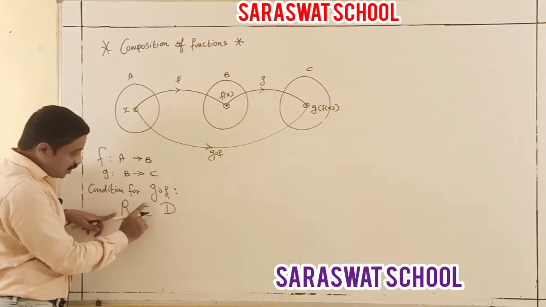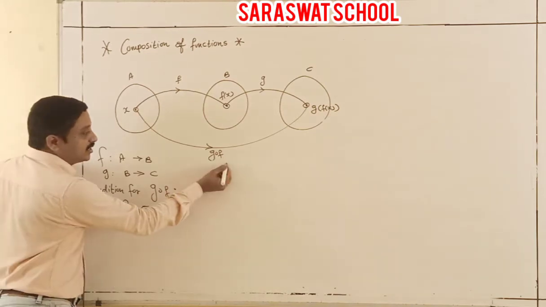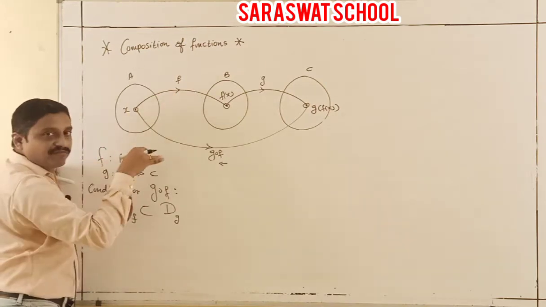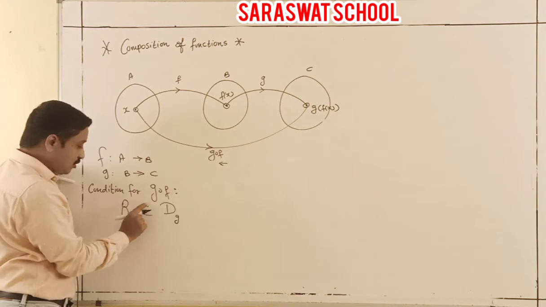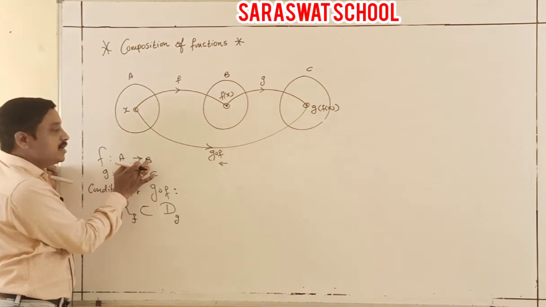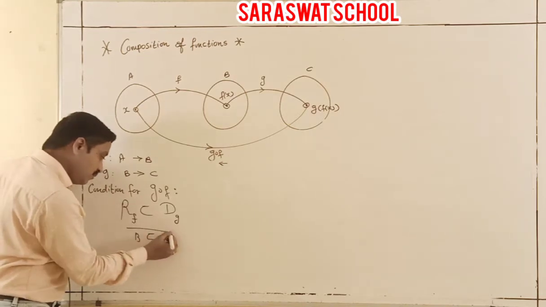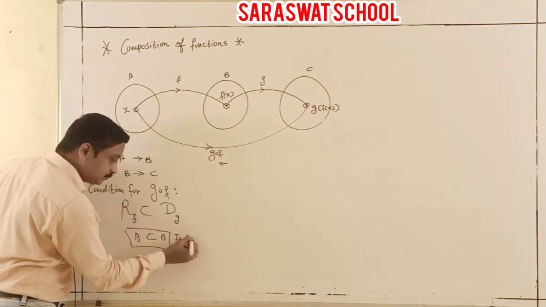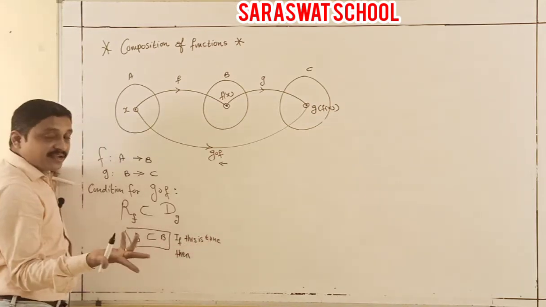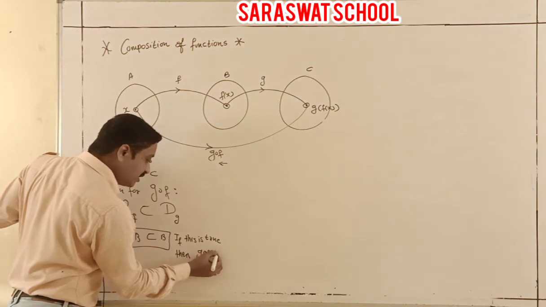For g o f we prepare: range of f is a subset of domain of g, because the actual reading is f composing g. First we operate f, after that we operate g. So here range of f is a subset of domain of g. What is range of f? Range of f is B. What is domain of g? B. If this is true, then B is any set, but B is a subset of itself. Then surely g o f exists.